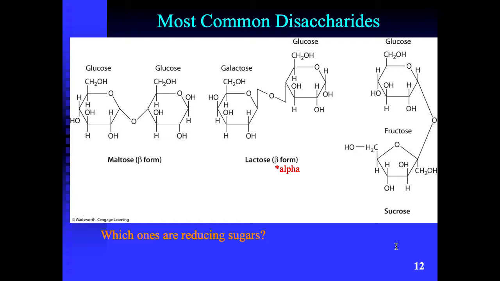And remember, this hydroxyl group is always down. That's what makes it glucose. If it was up, it's galactose.